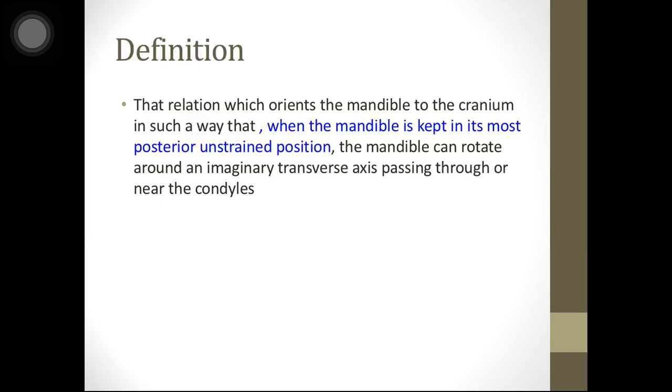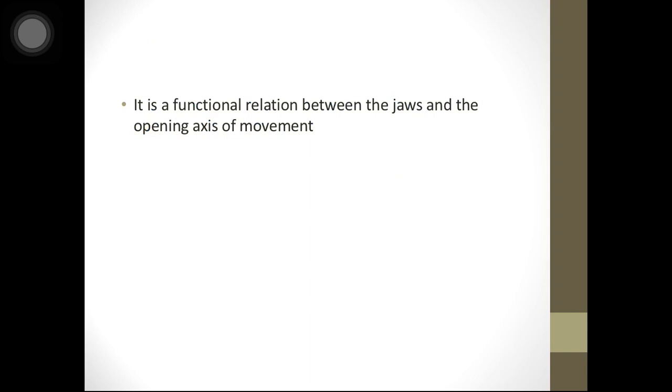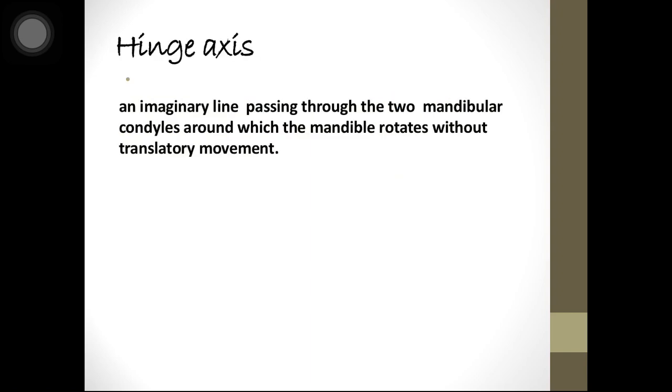And its definition includes that the relation which orients the mandible to the cranium in such a way that when the mandible is kept in its most posterior unrestrained position, the mandible can rotate around an imaginary transverse axis passing through or near the condyles. It is also a functional relation between the jaws and the opening axis of movement.